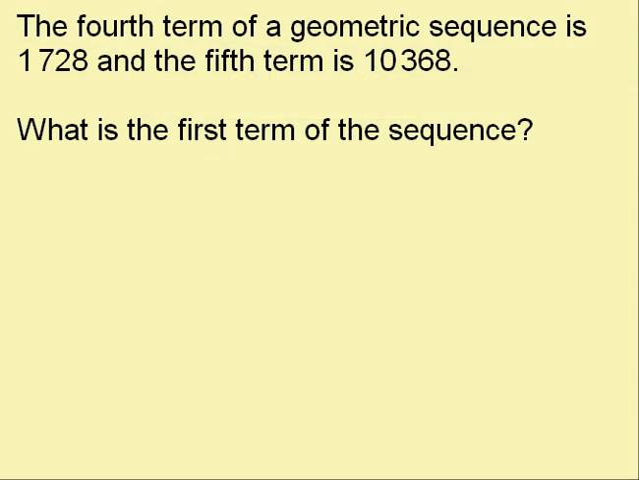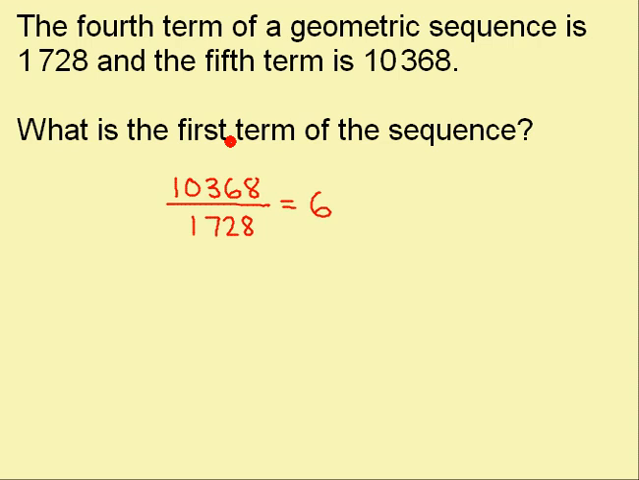Here's a slightly different looking question. I'm told the fourth and the fifth terms of a geometric sequence, and I'm being asked to find the first term of the sequence. Now the first thing I want to do is work out the common ratio. Because the fourth term and the fifth term are next to each other in the sequence, to get the common ratio, I can divide the fifth term by the fourth term. I'm going to use a calculator to do this, and I get 6.